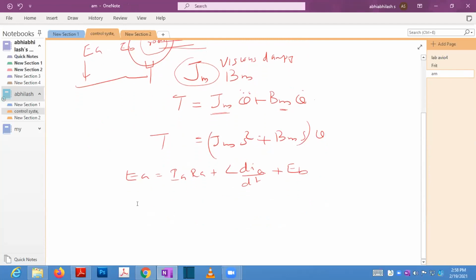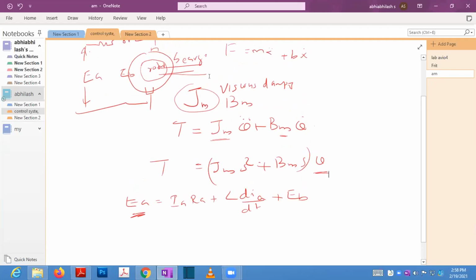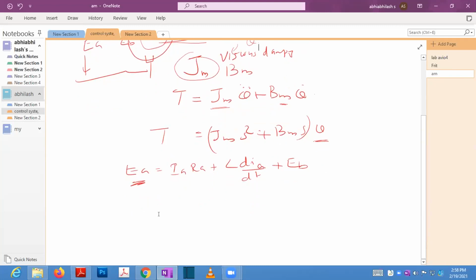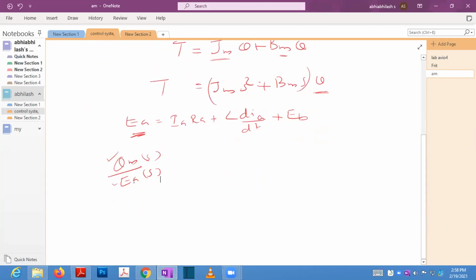Yes, sir. So here the applied voltage is Ea and the output is theta. We are applying a voltage Ea and your output is the rotation of this motor, theta. So we can derive a transfer function theta m upon Ea of s. The Laplace transform of output to the Laplace transform of input is the transfer function. So we can derive this one. Before that, it is easy to convert these things into a block diagram.